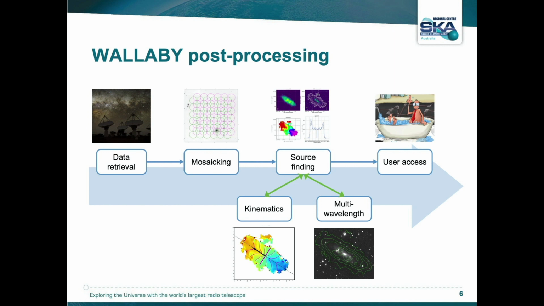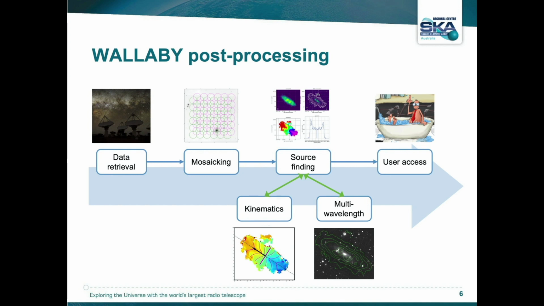So this flowchart summarizes the activities involved in Wallaby's data post-processing at the moment, and this takes data from the telescope and generates the advanced data products, which are tables that scientists can interact with of the sources in that patch of sky. So the first step is data retrieval, where data is copied from CASDA, which is the telescope archive, into our computing resource.